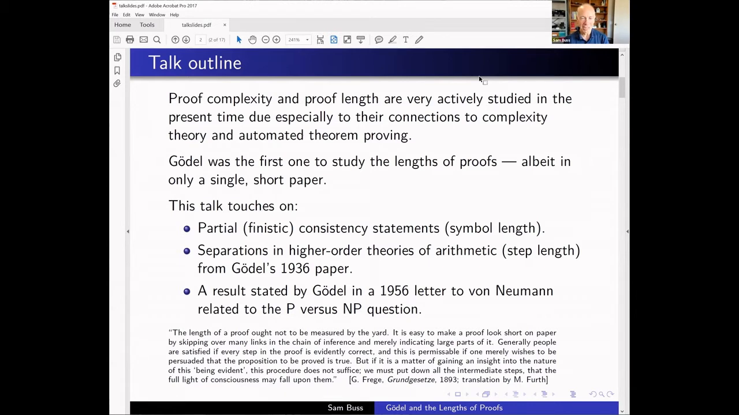And he goes on to say that it's important to fill in the details and show every step of the proof. In other words, it's important to give a proof in the modern sense of a proof. So although Frege didn't explicitly study lengths of proofs, he did mention them at least at one point. As far as I know, this is the first mention of the length of proof in the logic literature. If anyone has an earlier reference to this, I'd be delighted to hear it, of course.